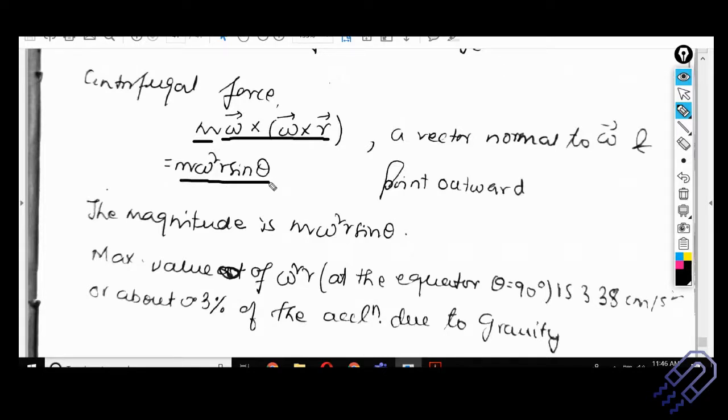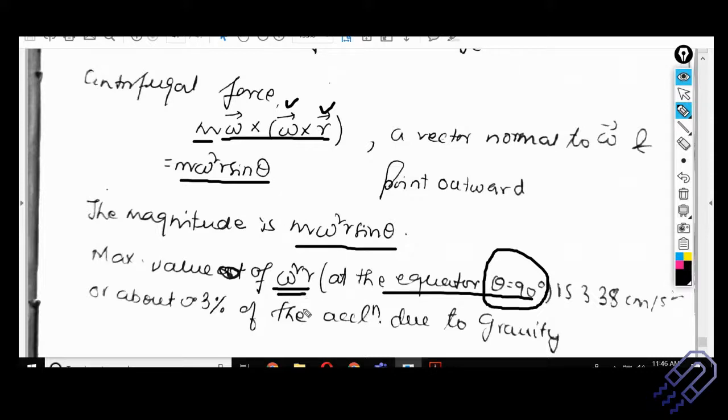Then the magnitude, if we just consider m omega square r sine theta, this value will be maximum when it is at the equator. Sine theta comes in because of the angle between omega and r, the angle between angular velocity and the distance from the center. The angle between the angular velocity and the distance from the center is 90 degrees at the equator. A bit of geography here. So if it's 90 degrees at the equator, this will become sine 90, that is one, the maximum value. So omega square r will be maximum.